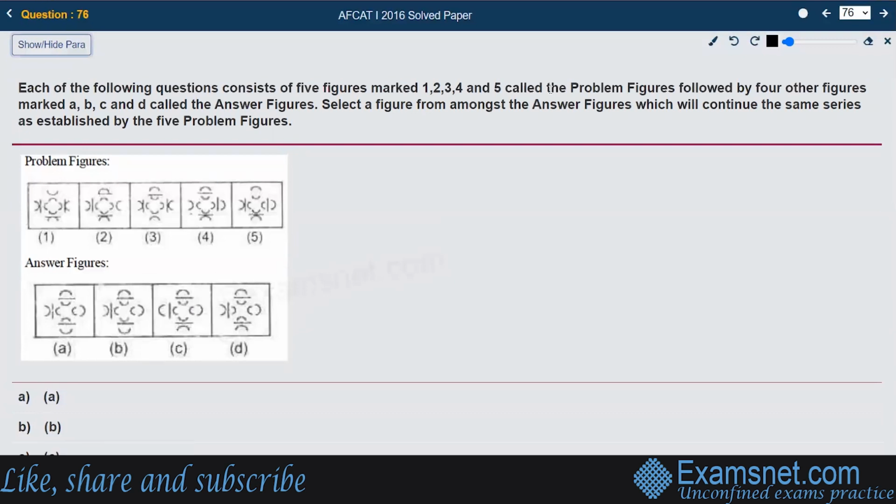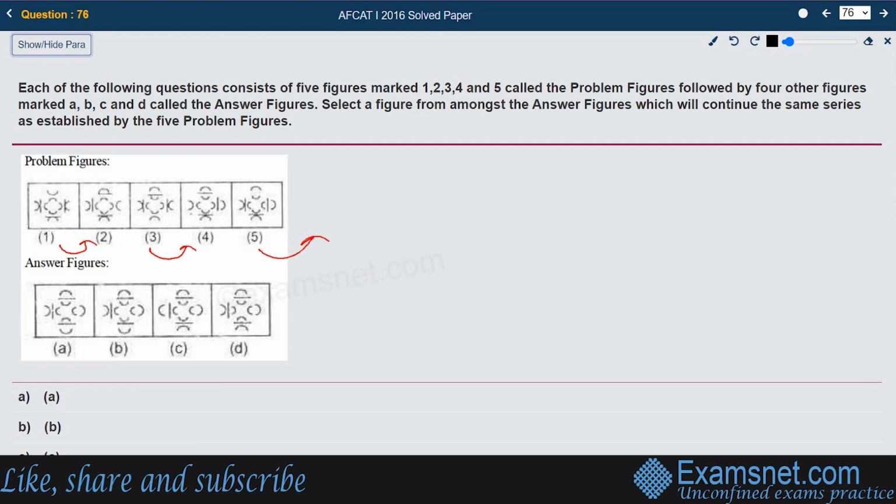Okay, so what we are supposed to do in this particular question is, it says each of the following questions consists of five figures marked 1, 2, 3, 4, 5, called the problem figure, followed by four others, A, B, C, D. Select a figure from amongst the answer figures which will continue the same series. So we have to find the pattern. There has to be a pattern followed between 1 to 2, and between 3 to 4, so we follow the same pattern and tell the next figure after 5 from options A, B, C, and D.